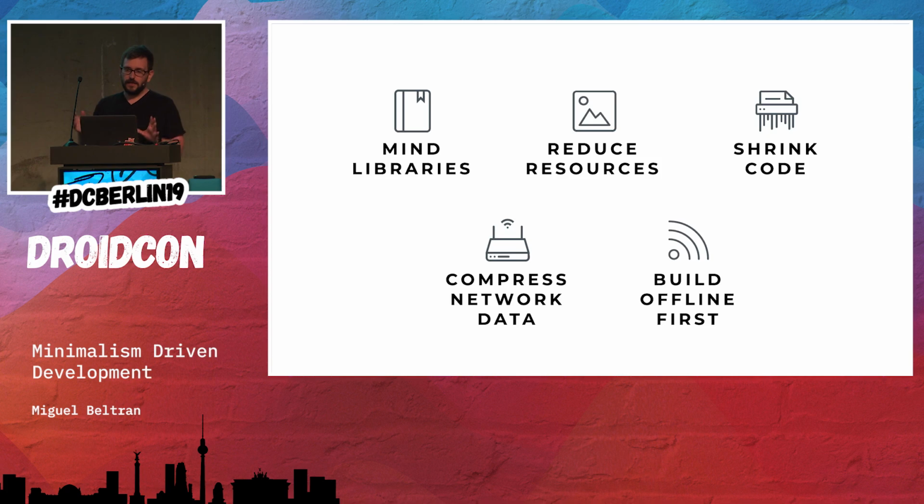Of course, we are not the only ones responsible for this. We don't decide which features are going to be in our apps. It's our managers who do that, the stakeholders. But we can decide which frameworks and libraries we want to use, how to optimize resources and shrink code. We can compress JSON data, and we can make features also available offline.